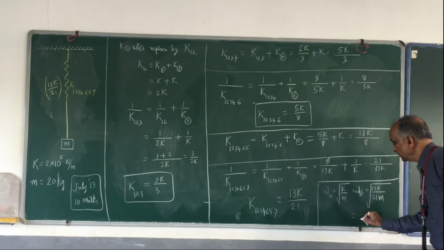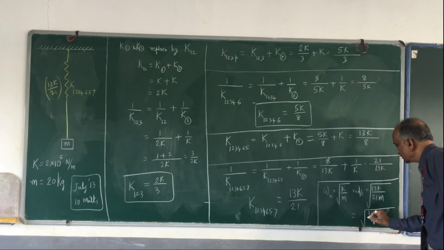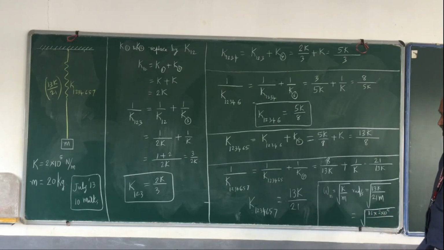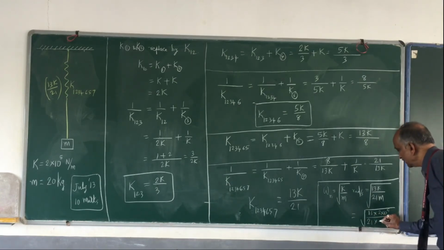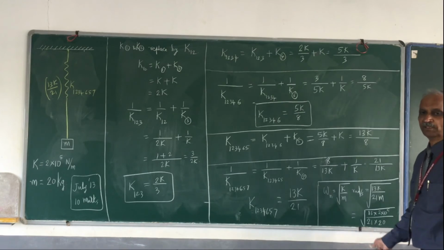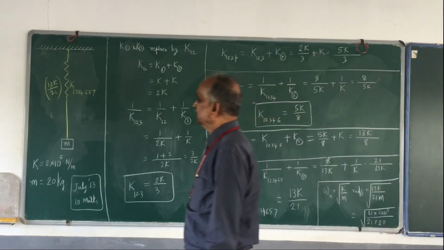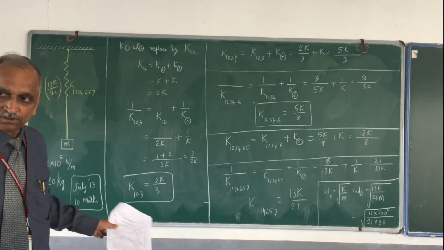So this is equal to square root of 13 times K, and K is 2 into 10 raised to 5 Newton per meter, divided by 21 into mass. What is m? M is 20 kg. Simplify this, whatever answer you get, that is the natural frequency, in so many radians per second. I hope you have understood.